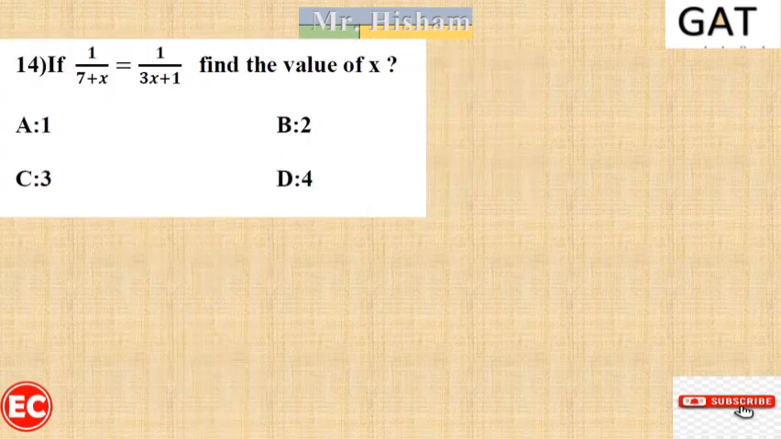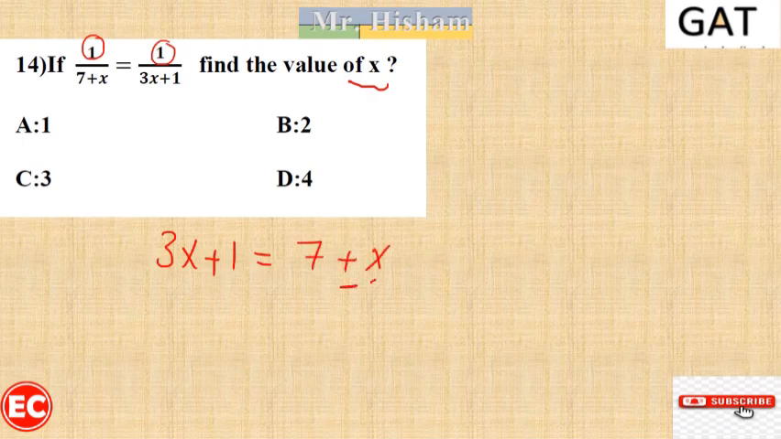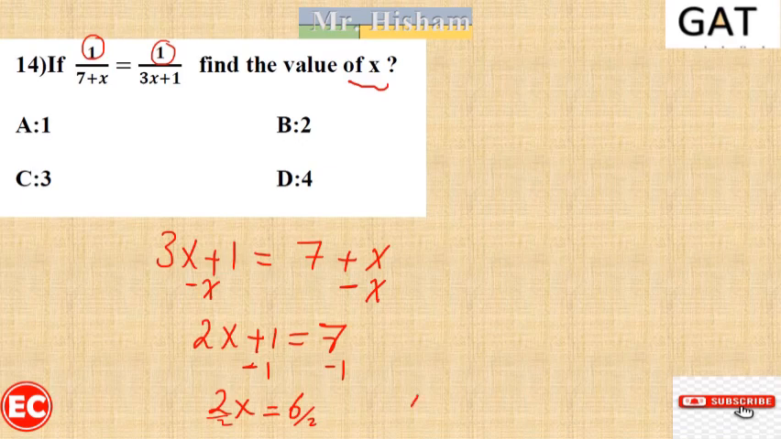Question number 14. If 1 over 7 plus x is equal to 1 over 3x plus 1, what is the value of x? As I have two fractions and the numerators are the same, the denominators must be the same. So 3x plus 1 is equal to 7 plus x. First, I will start by subtracting x from both terms. So 2x plus 1 is equal to 7. Then I will subtract 1 from both terms, so 2x is equal to 6. Then I will divide both terms by 2, so x is equal to 3.